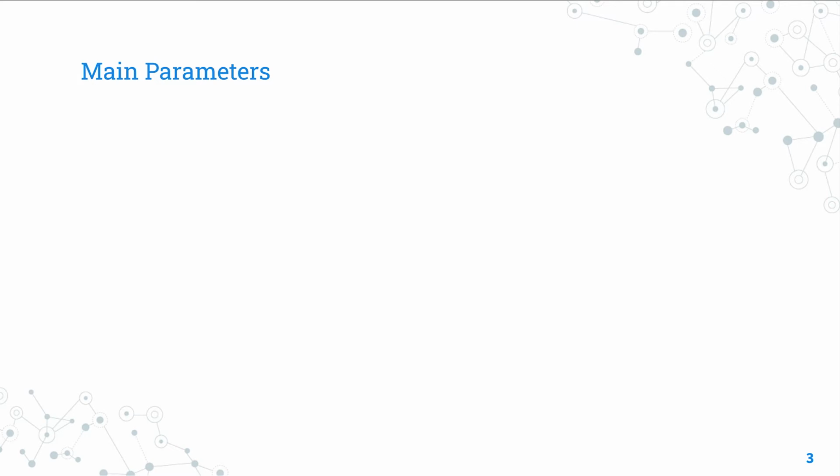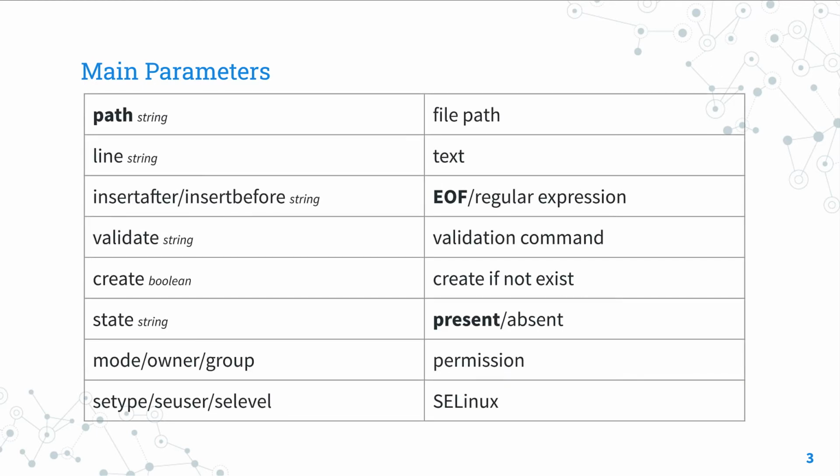This module has some parameters to perform any tasks. The only required one is path, where you specify the file system path of the file you are going to edit. Line is the line of text we would like to insert in the file. Easy. By default, the text is going to be inserted at the end of the file, but we could personalize it in a specific position with insertafter, insertbefore, and specify the regular expression.